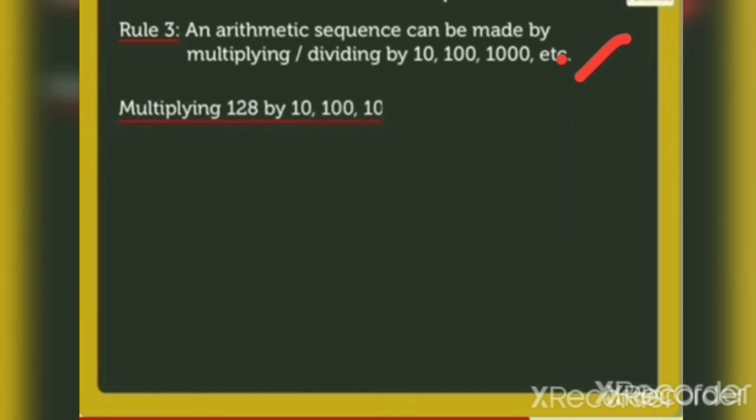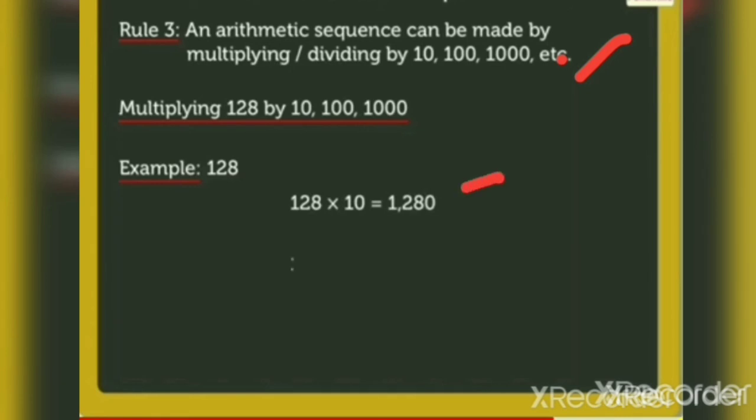We can find a common number pattern by multiplying or dividing the number by 10, 100 and 1000. Let us take an example of 128. We will multiply 128 by 10, 100 and 1000 and we will get a pattern. First of all, multiply 128 by 10, we will get 1280. Now 128 into 100 is equal to 12,800. This is again a pattern.